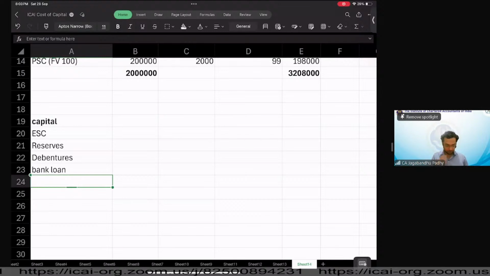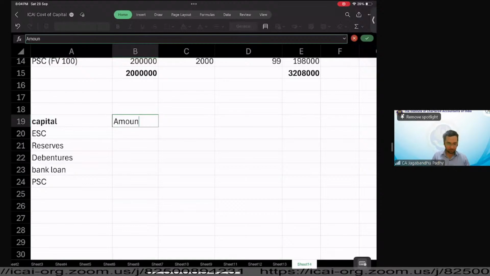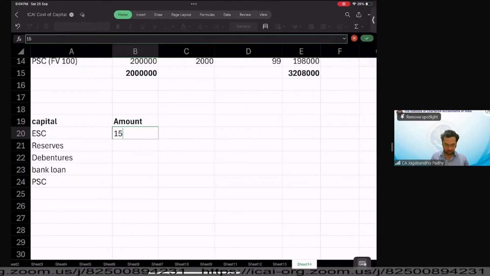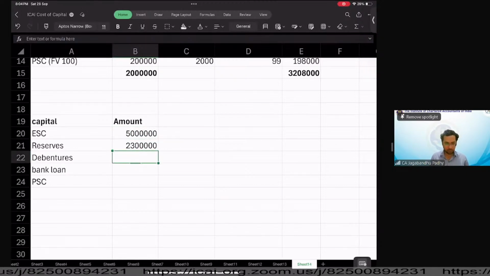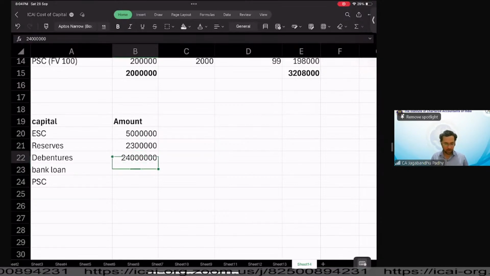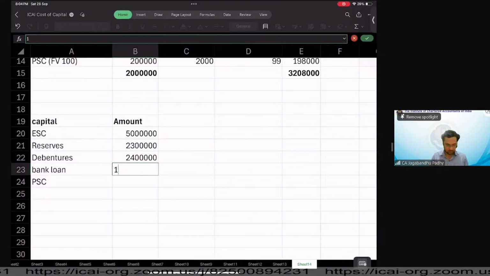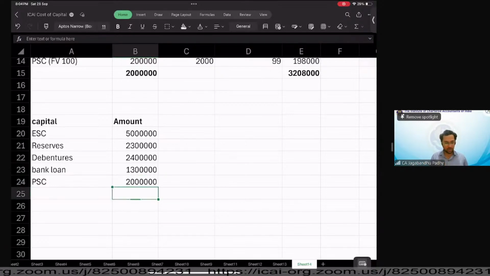Bank loan, preference share capital. We have the capital, then the amount. So let's say the amount is 3 lakh. Reserves are 23 lakh. Debentures are 24 lakh. Bank loan is for 13 lakh. And preference shares are issued for, let's say, 20 lakh.